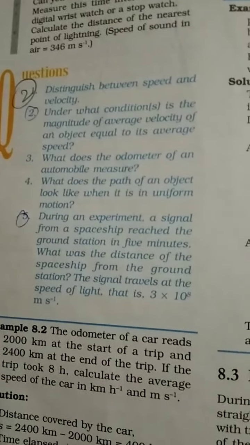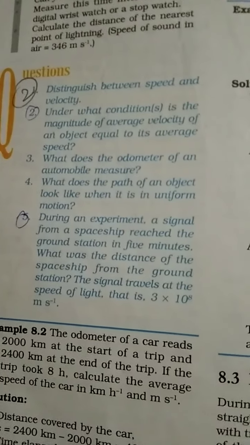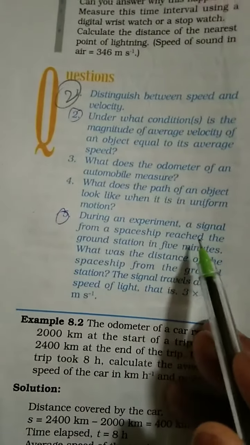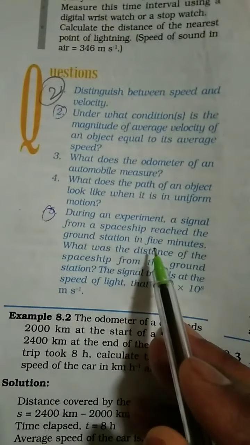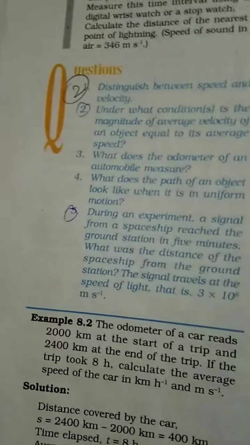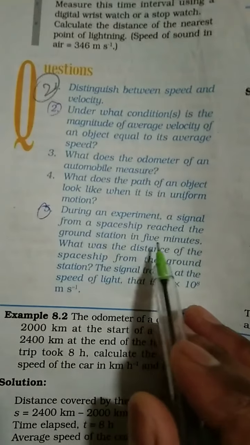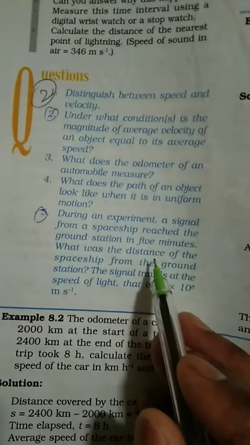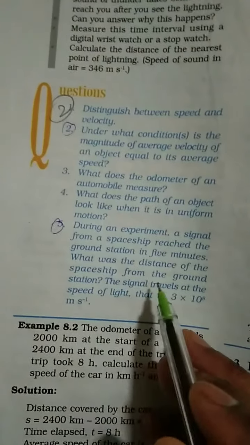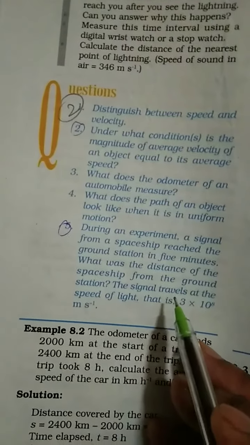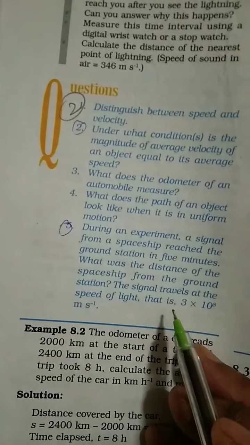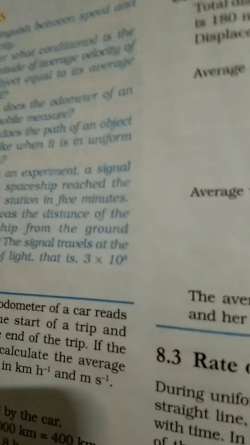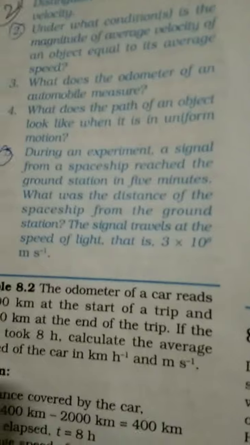Now one numerical. During an experiment, a signal from a spaceship reached the ground station in 5 minutes. You know, a spaceship in space, signal reached the ground in 5 minutes, that is 300 seconds. What was the distance of the spaceship from the ground station? Signal travels at the speed of light, that is 3 into 10 to the power 8 meter per second. You are given the speed and you are given the time. Now you are asked what is distance. So you know the formula.